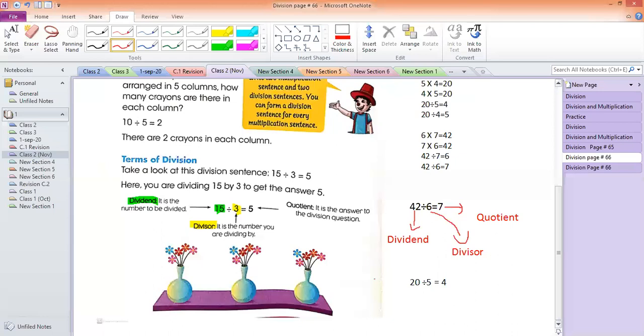And I will make an arrow. This 20 here is a dividend. Very good. Now, you have to tell me which number is a divisor. In 20 divided by 5, which number is the divisor? Yes, 5. Very good. So I'm going to write: this number is the divisor.